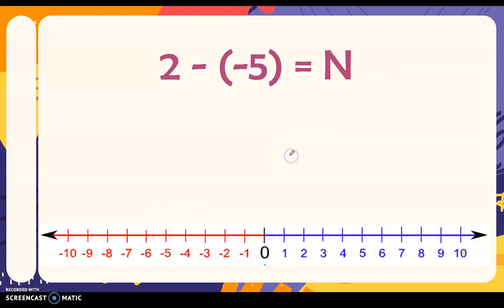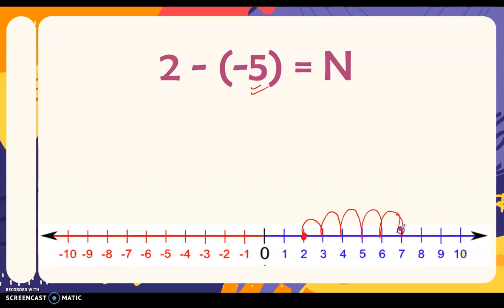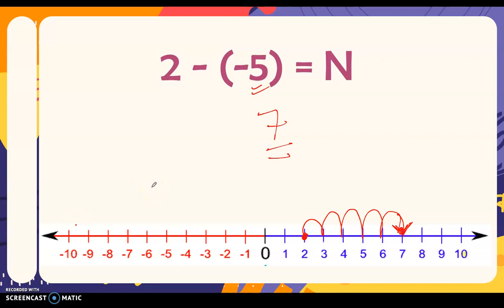Okay. Next, 2 minus negative 5. So we have here 2. Then minus negative 5. So if it's negative, we move to the right. And it's 5, so we make 5 moves. 1, 2, 3, 4, 5. Okay, so our answer is 7 or positive 7. So that's how you subtract integers using a number line.